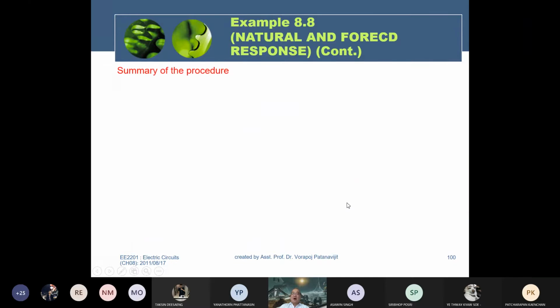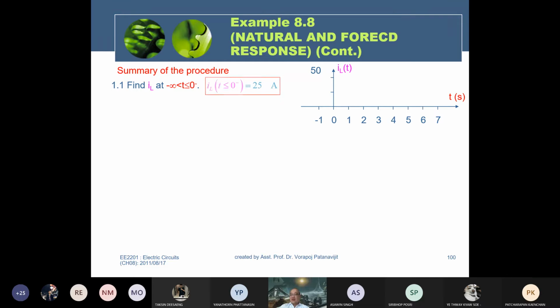In the overall point of view, the summary of this procedure is about here. It shows you the inductor current for time less than 0, it equals 25. And for time infinity, it will be increased. Another short in here, and therefore the inductor current will be double the initial value.